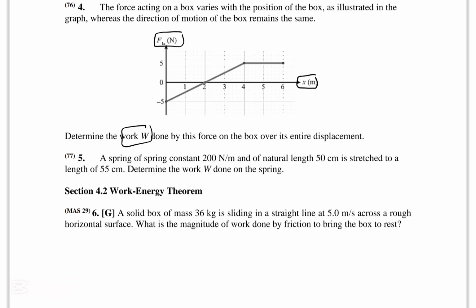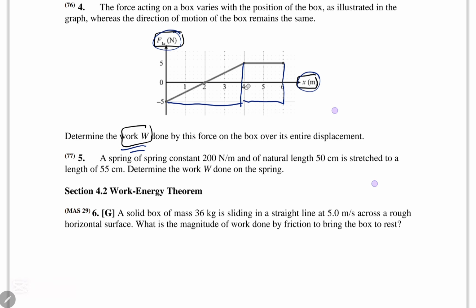Now, pay attention to something very important, right? They want the work done, and they gave me force, and they gave me the position. So the work done, we know it's force times distance times cosine angle. But let's say there's no angle here, right? There's no angle. So it's going to be force times distance, okay? So the work done is going to be the area under the graph. So what we need to find is the area under the graph. We can separate this into 2 parts, into a triangle like this, and then into a square.